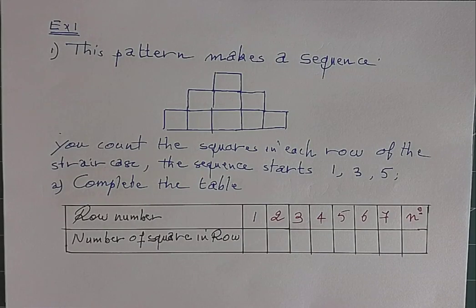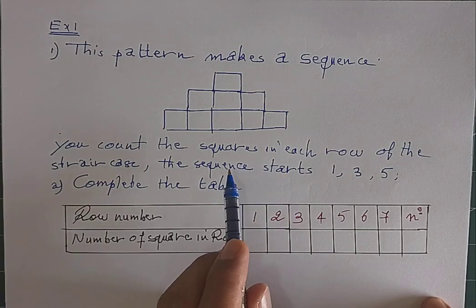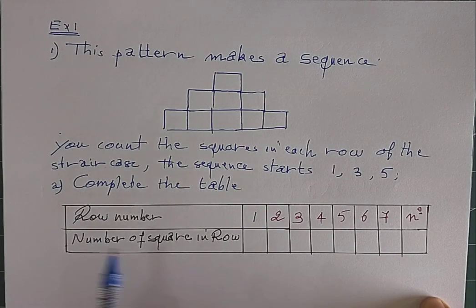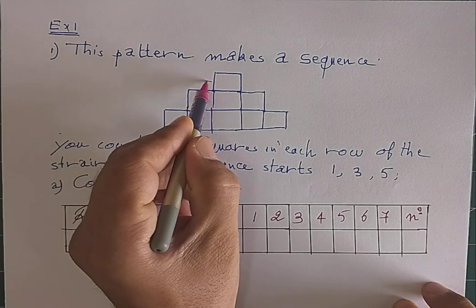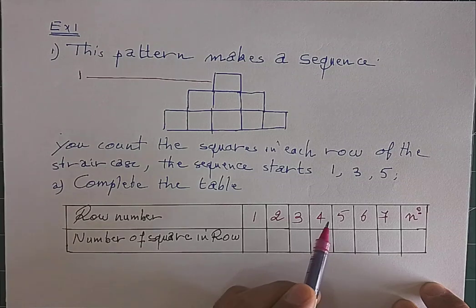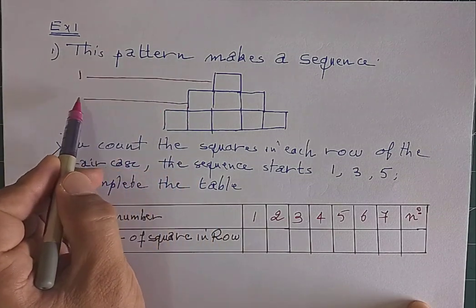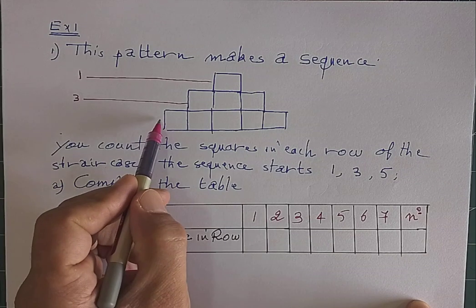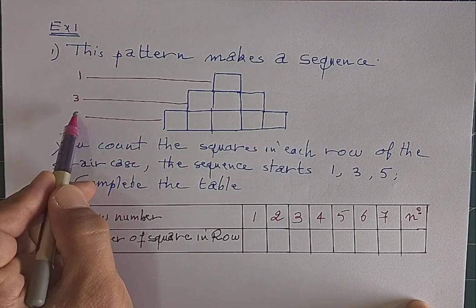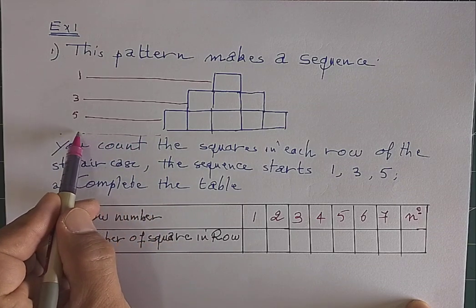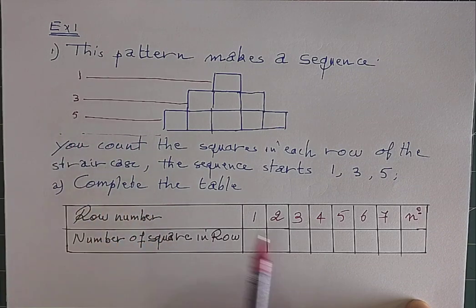So we have here the first exercise, about this pattern. This pattern makes a sequence. You count the squares in each row of the shapes. The sequence starts with 1, 3, and 5. What do I mean by this? The first row is 1, the second one is 3, the third one is 5. How much will the fourth row be?